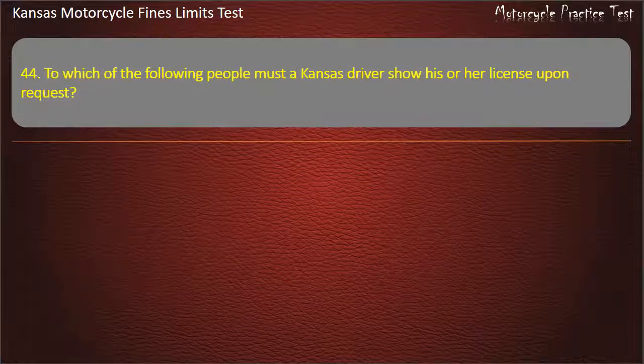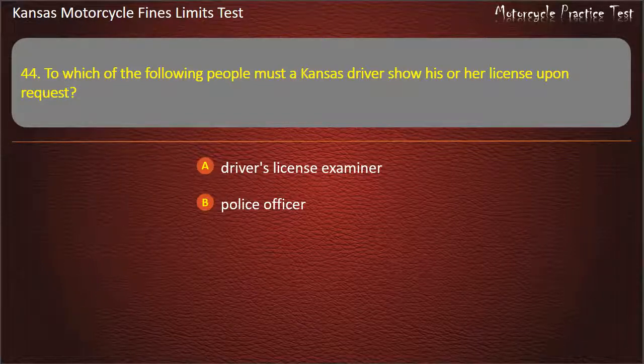Question 44. To which of the following people must a Kansas driver show his or her license upon request? Driver's license examiner. Police officer. Judge. All of these answers are correct. Answer. All of these answers are correct.